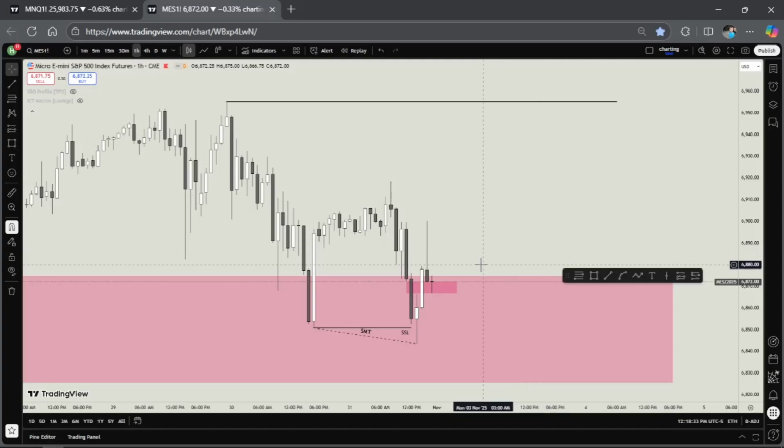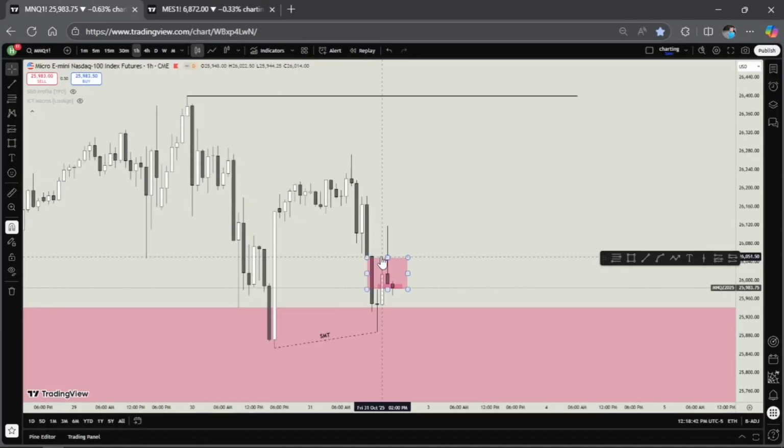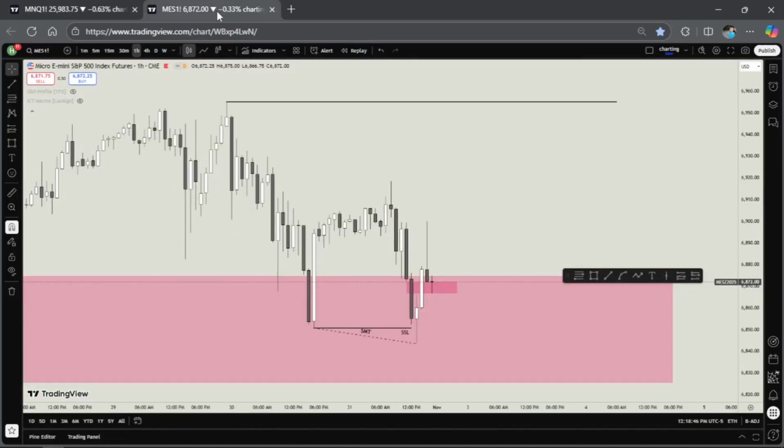So we can say ES is a lot stronger than NQ, because we're breaking this fair value gap. But once we look at this NQ chart, we're still holding. So we can say that yeah, ES is a lot stronger.